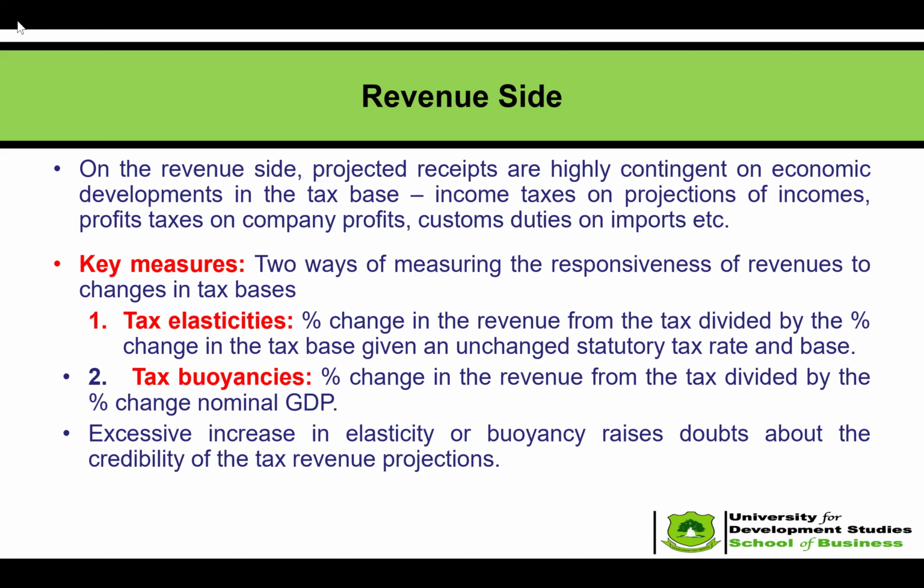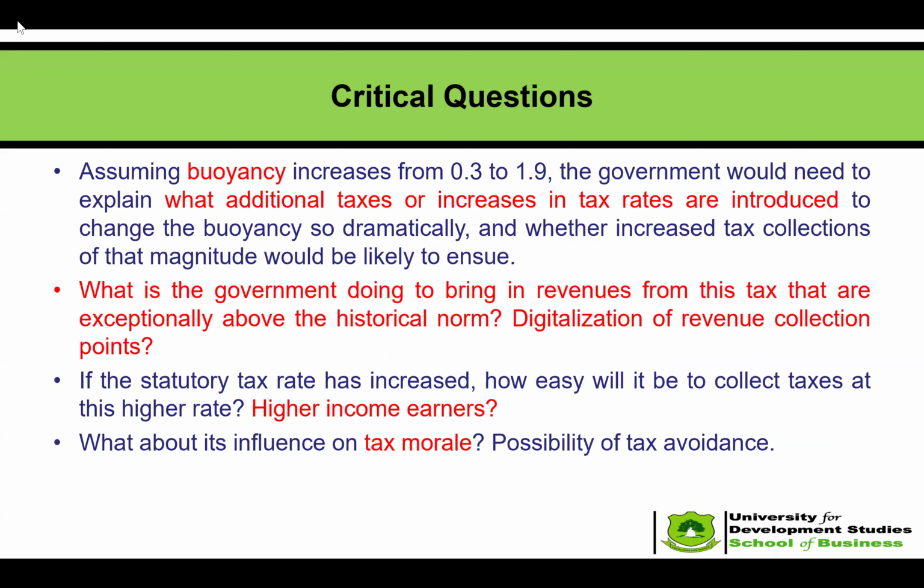And we will talk about that later. So an excessively higher elasticity or tax buoyancy relative to the historical trend raises some doubts about the credibility of government projections. So in this case, what are the key questions that you should be asking?